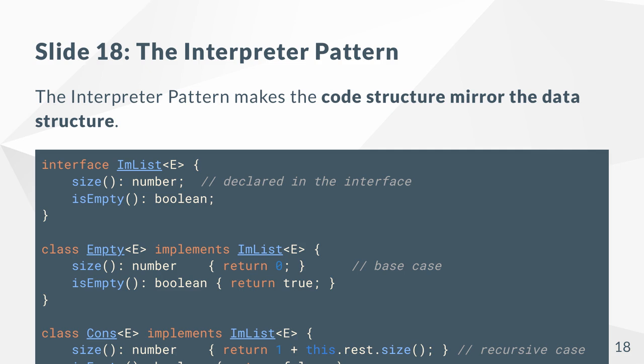Here's the interpreter pattern applied to size and isEmpty. Both methods are declared in the ImList interface. In empty, size returns 0. The empty list has no elements. isEmpty returns true. In cons, size returns 1 plus this.rest.size, the recursive case. isEmpty returns false. Notice how natural this is. The recursion in the code mirrors the recursion in the data structure.